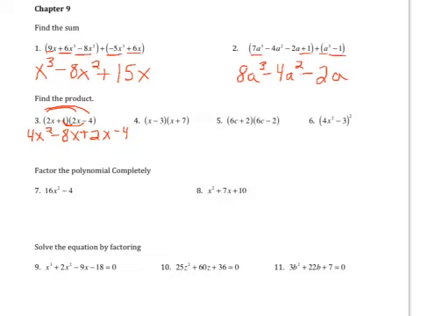We see that the two terms in the middle are like terms, negative 8x and 2x. So we can combine those together. So our final answer is 4x squared minus 6x minus 4.